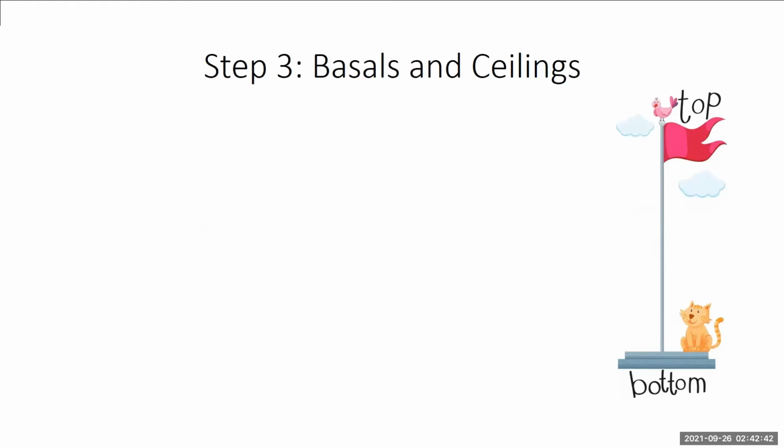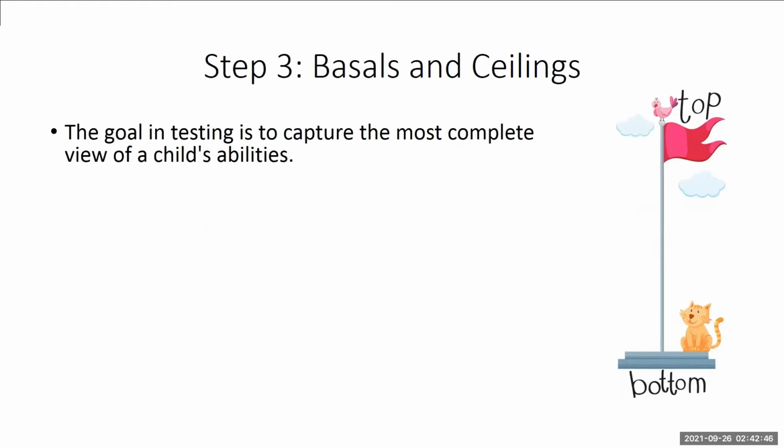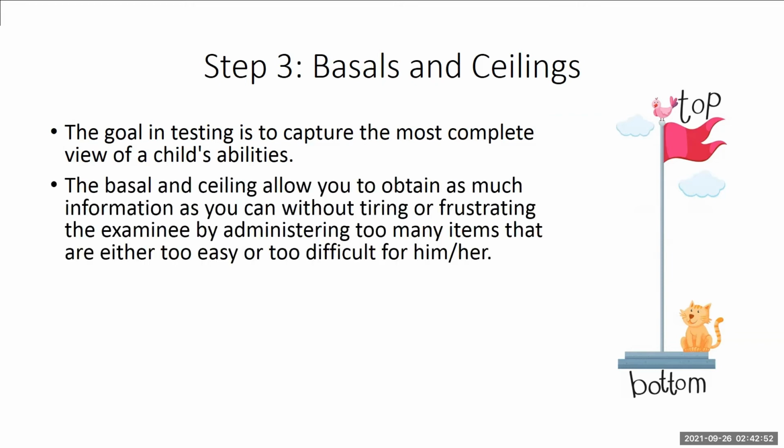The third step is to establish basals and ceilings. The goal in testing is to capture the most complete view of the child's abilities. The basal and ceiling allow you to obtain as much information as you can without tiring or frustrating the examinee by administering too many items that are either too easy or too difficult for him or her.